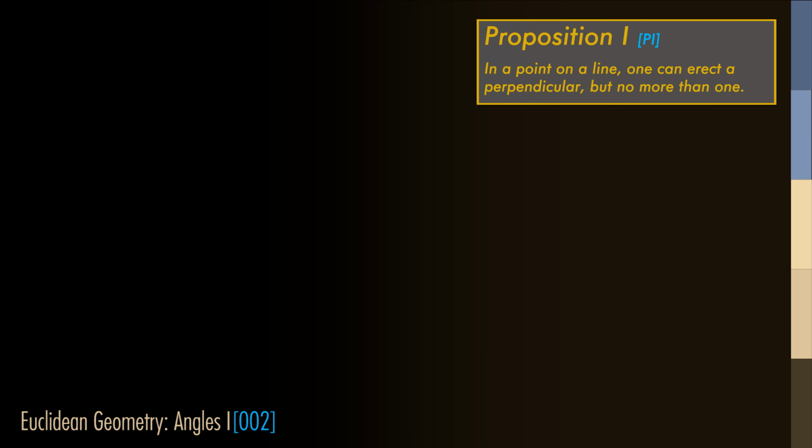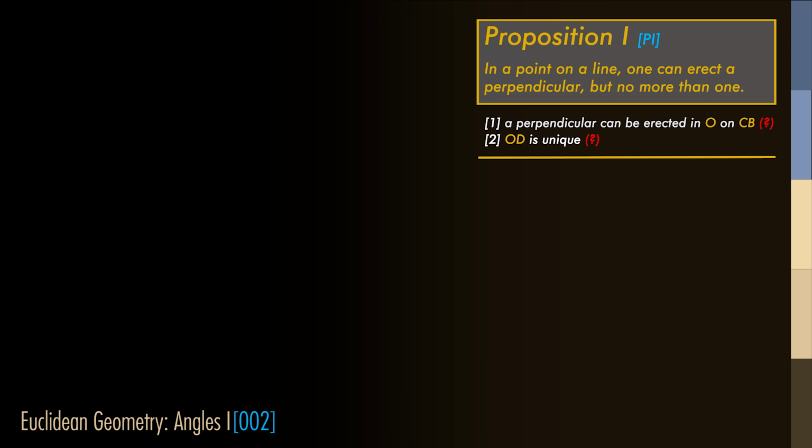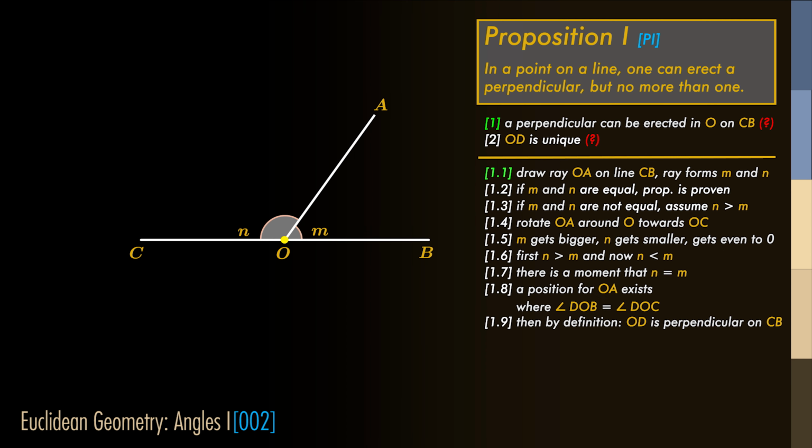In a point on a line, one can erect a perpendicular, but no more than one. Let's first prove that there is one, and after that, let's prove that there is only one. Okay. Let's draw ray OA beginning in O on the line BC. The ray OA forms two angles with BC. If the two angles are the same, the proposition is proven. If the angles are not equal, then suppose angle N is bigger than angle M.